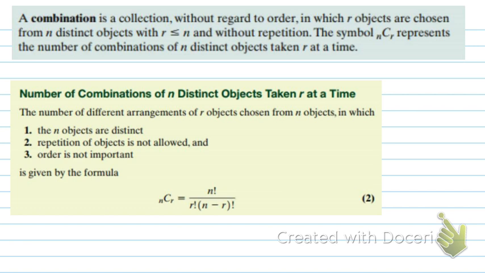Combination. Look what it's saying. The number of different arrangements of R objects chosen from N. Well, that's just like a permutation, isn't it? The objects are distinct. Yeah. Repetition is not allowed. Yeah. The biggie is the order doesn't matter. If the order matters, it's probably a permutation. If the order doesn't matter, it's probably a combination. They've got a formula down there. Is that in your formula pages?